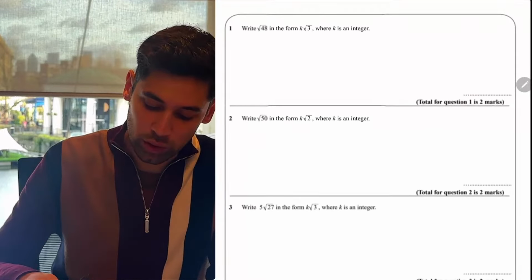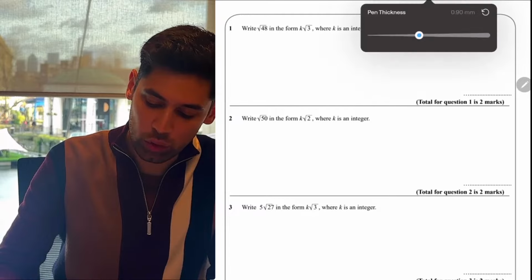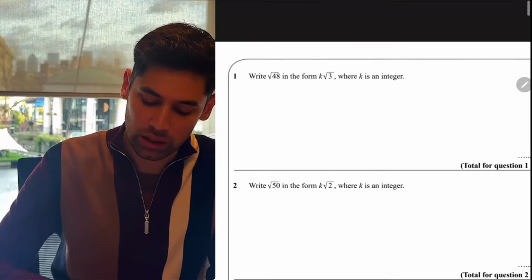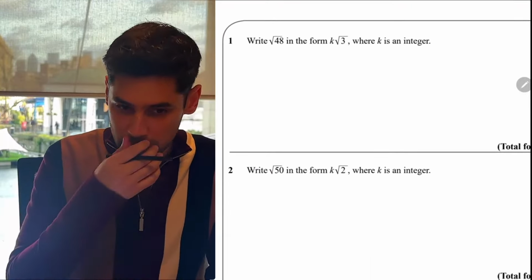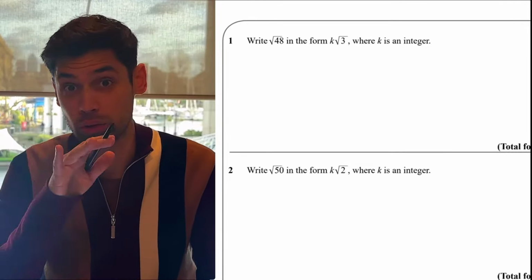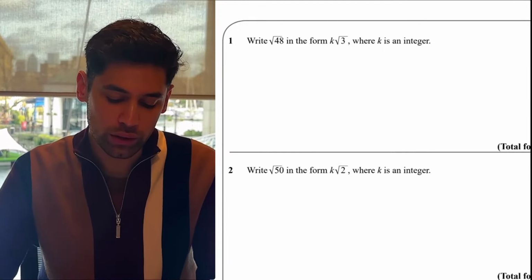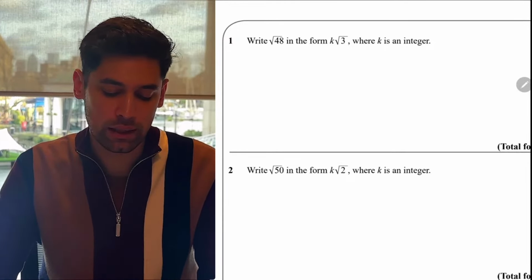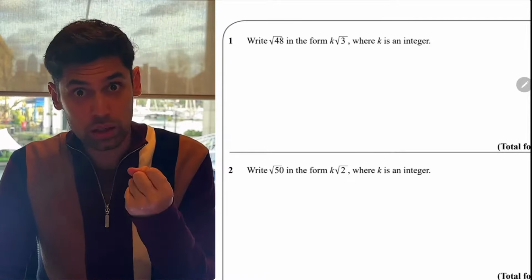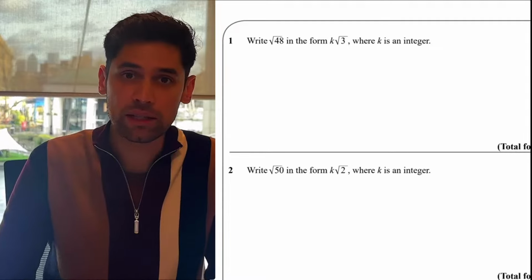So I'll zoom back out for us. I will get the pen thickness back to normal, and we can start looking at this first question up here. Write root 48 in the form k root 3 where k is an integer. First of all, integer means whole number. So we want to write root 48 as a number times root 3. And root 3 we know is a SURD, k is going to be an integer.